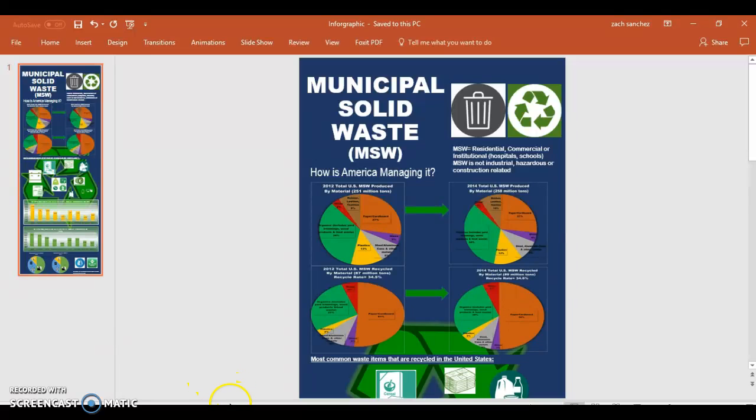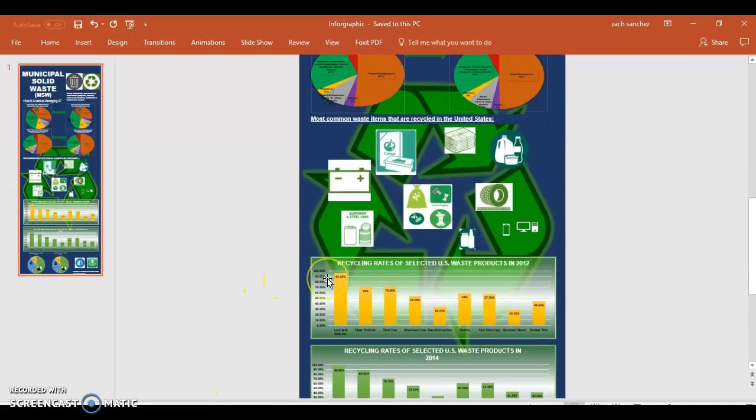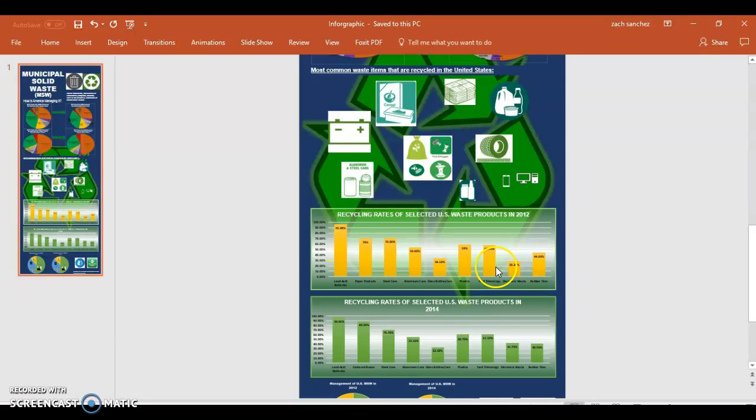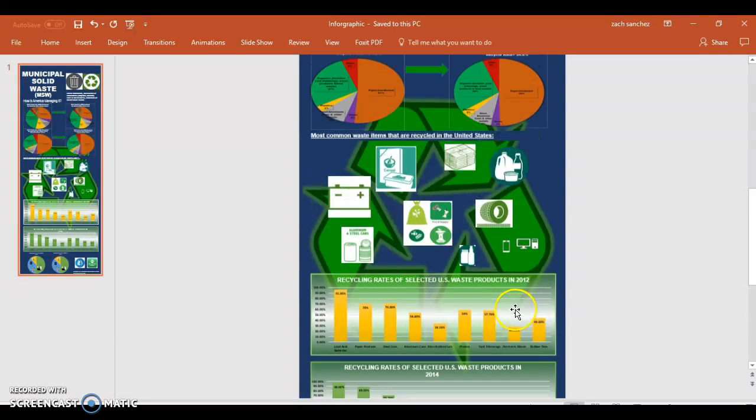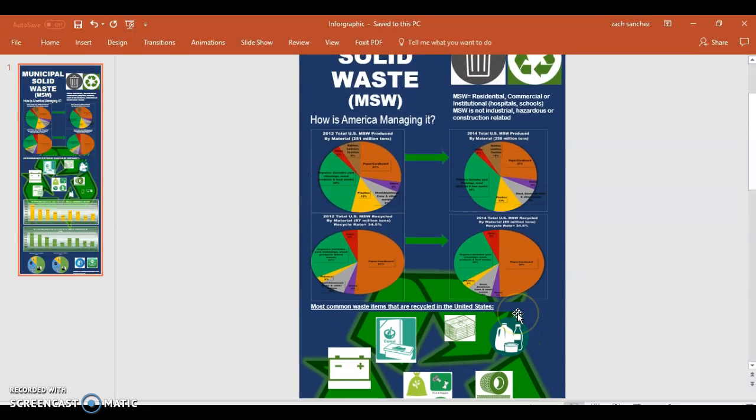So first of all, I chose to use bar graphs and pie charts to display my statistical data. I used monochromatic color schemes on the bar charts, and on the pie charts I used colors that are associated with the data that is represented in those pie charts. So for example, to represent metals I used the color gray, to represent organics I used the color green, and to represent cardboard I used brown, and so on.